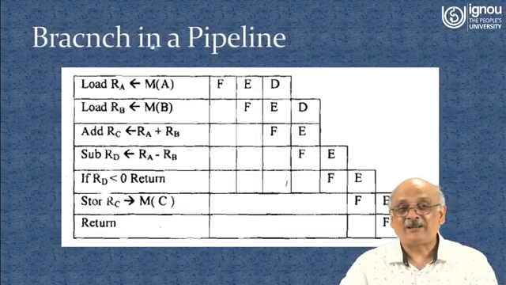Let me say branch in a pipeline means there is a branch instruction here. If RD is less than 0, then return. The execution will decide whether the branch is to take place or not. If it is less than 0, then simply return, and these 2 instructions are not to be executed. If not, then only these 2 instructions are to be executed. So that is the branch penalty, the effect of whether the return has to take place over here.